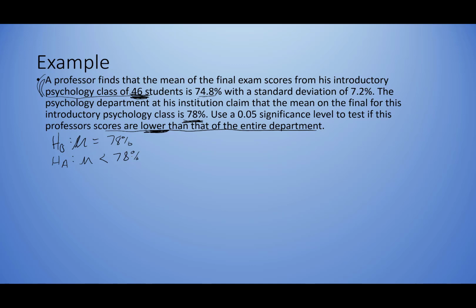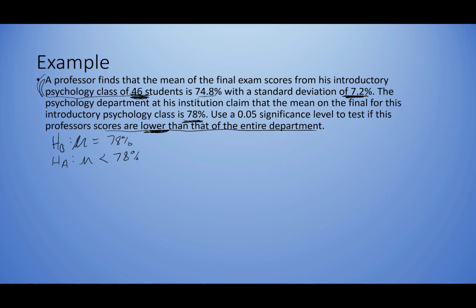Now we would have to determine if we are going to use the t distribution or the z distribution. And remember, that comes down to, do we know the population standard deviation? Well, the only standard deviation they give us in the problem here is the 7.2%. And if we read through that, it's implied that this standard deviation came from the sample of his 46 students. So we only have the sample standard deviation. So we would go ahead and use the t distribution.